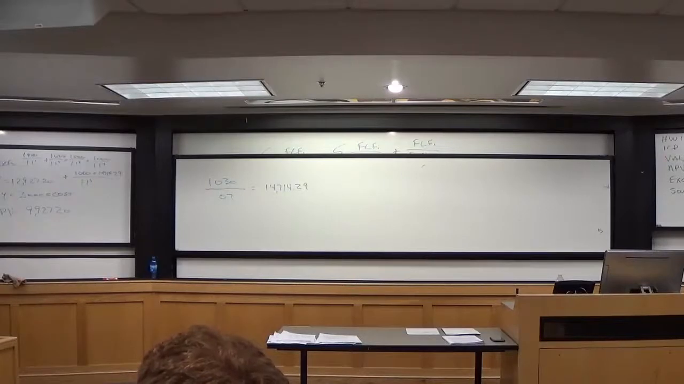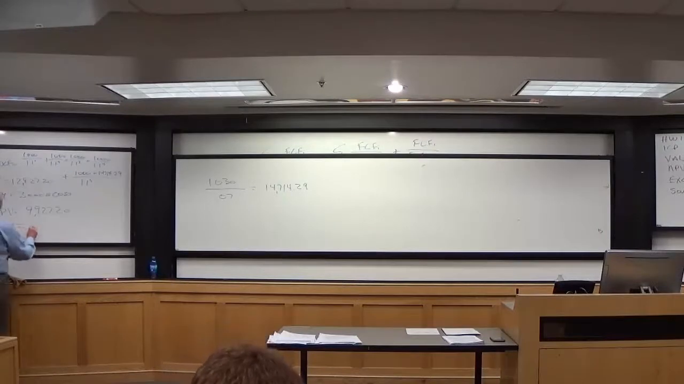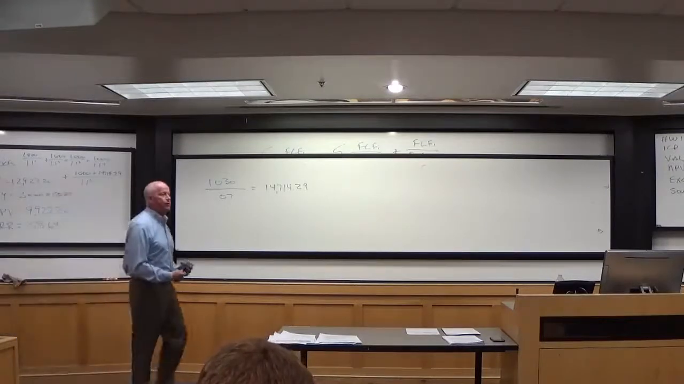What's our internal rate of return? 58.64. Shazam! How'd you find it? How'd you get that number? Red IRR. And it says internal rate of return is equal to 58.64%. Here's the problem with internal rate of return.